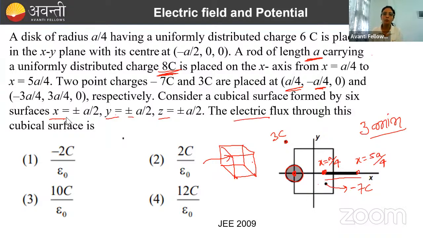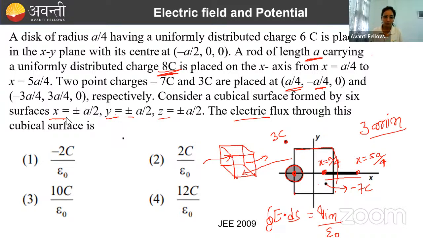How do we apply Gauss's law? Gauss's law tells us that the flux enclosed by a closed surface is equal to the charge enclosed by the closed surface divided by epsilon naught. In this question, just try seeing how many charges will be inside this closed surface. This is in the XY plane, so it is the same as this. In this portion, how many charges are present?